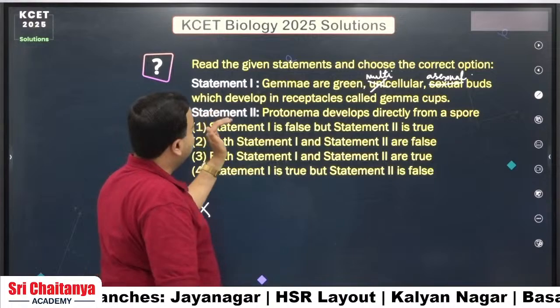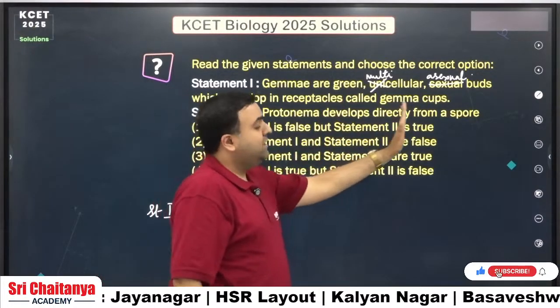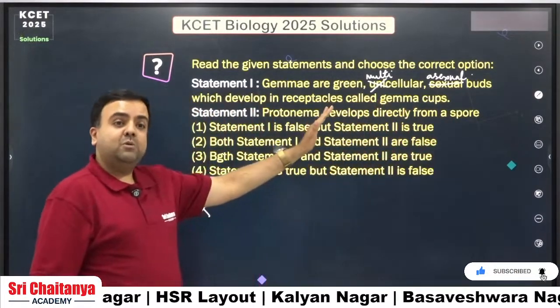Now let us look at statement 2. Protonema develops directly from the spore. Now here they are referring to mosses.